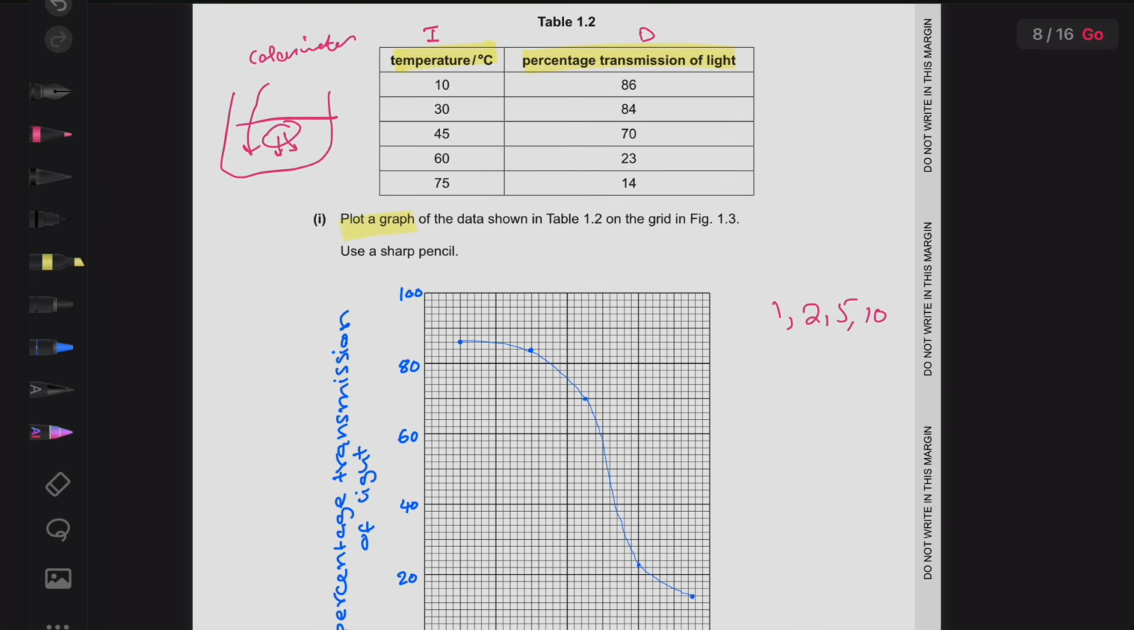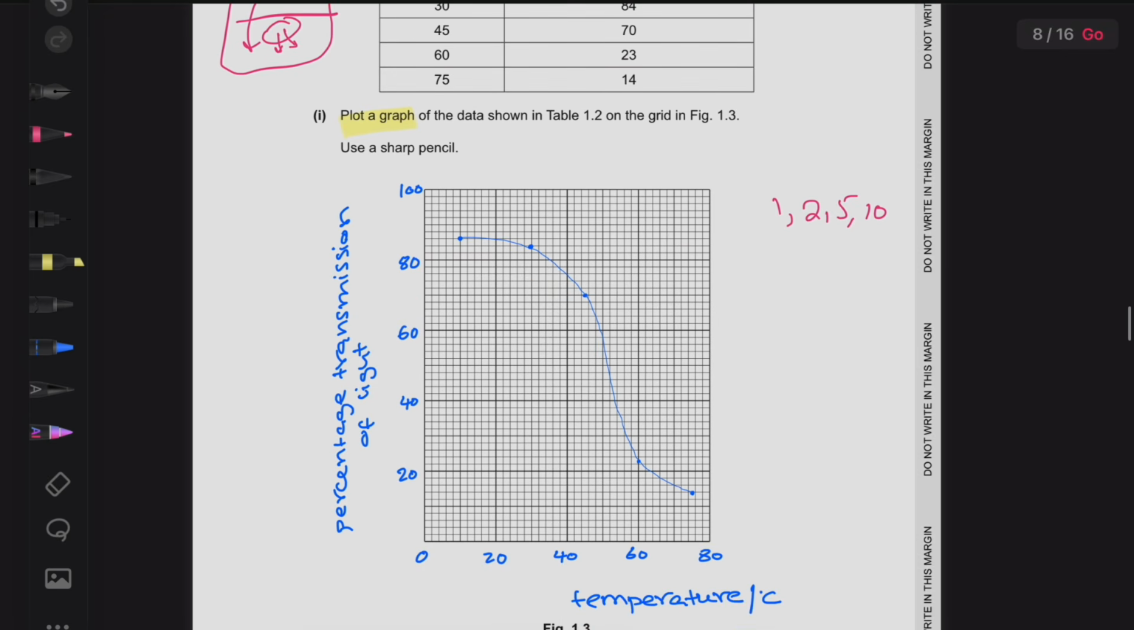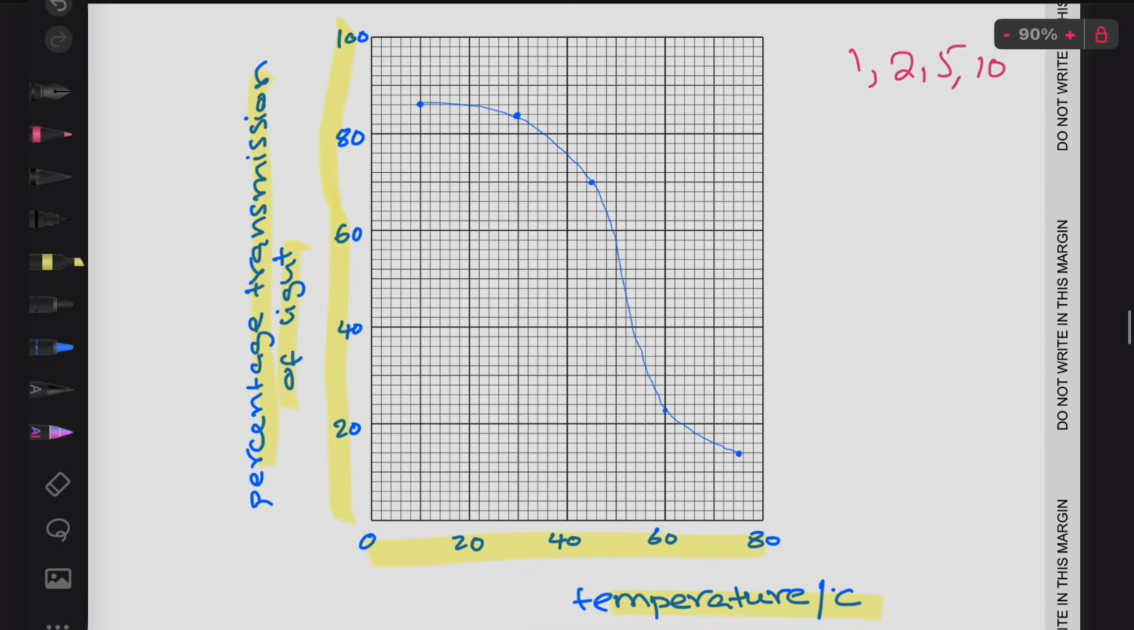We're told to plot a graph based off of the data. Now this is a 4-marker. The first mark is for labeling the axes and including the units, degrees Celsius for temperature. The second mark is for the scales on the x and y axes. Both needed to be 20 degrees Celsius to 2 centimeters, and labeled at least at each 2 centimeters.